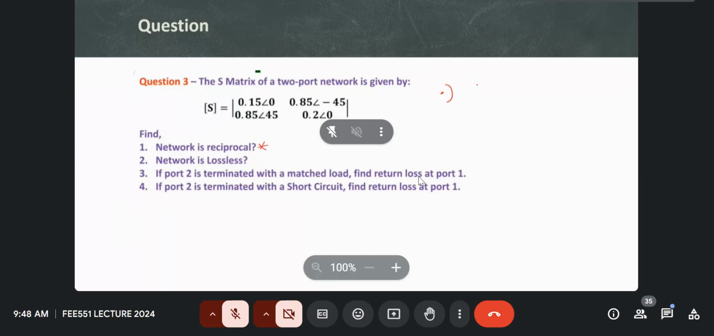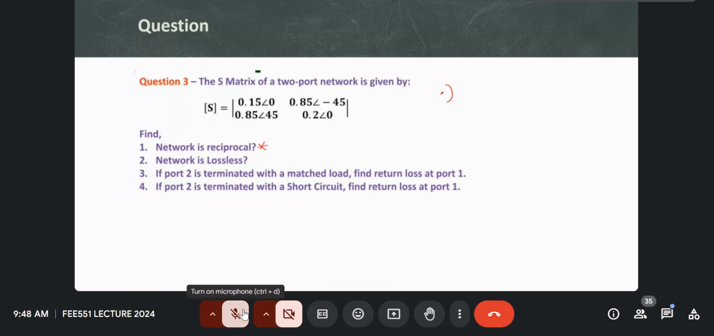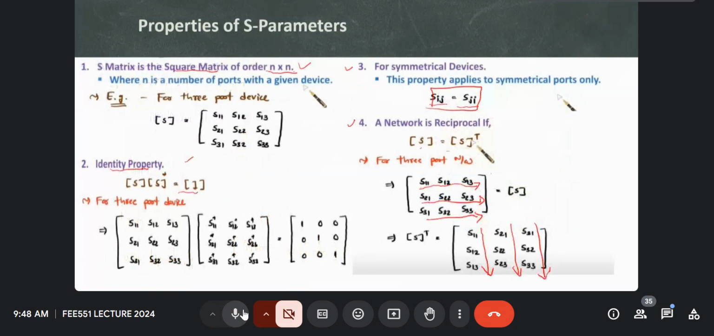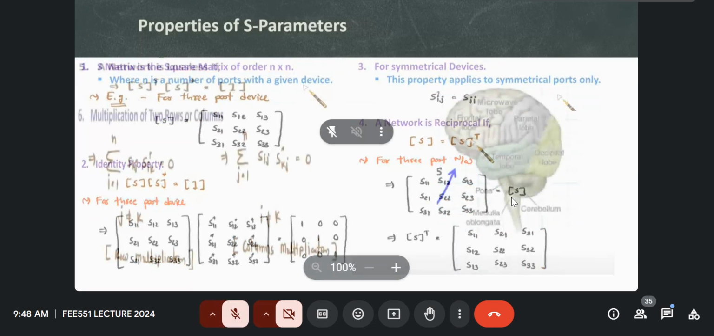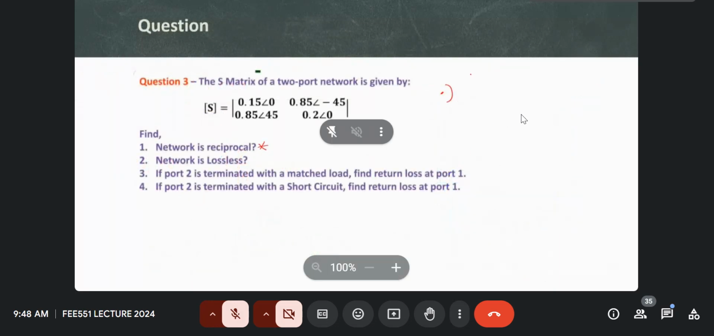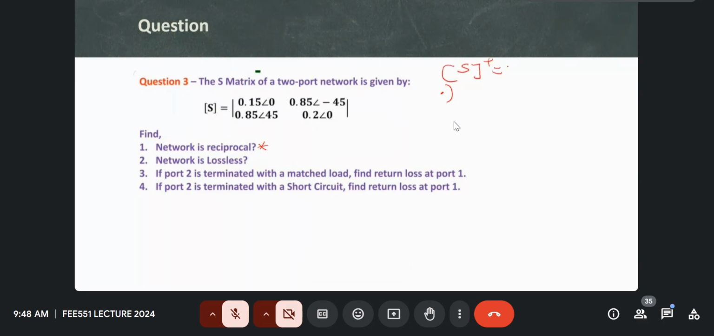How will you know a network is reciprocal? Here, S is equal to S transpose. So what should I write for S transpose? Okay, maybe Victor Baraka. George, maybe you could help us. Is the network reciprocal?